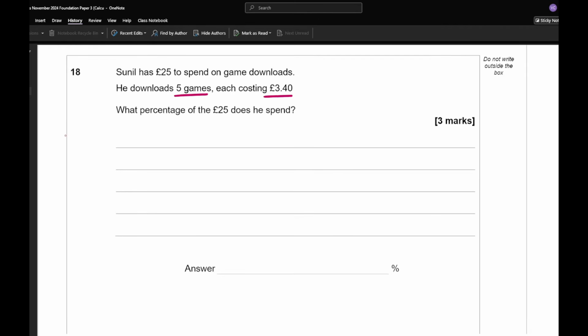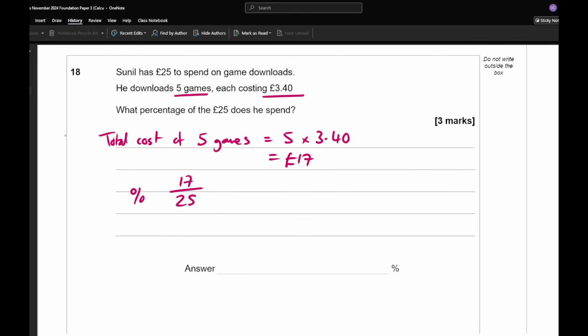So the first thing we need to do is work out the total cost of the 5 games. So total cost of 5 games is going to be 5 times £3.40, and typing that into my calculator gives me a total of £17. So then to work out the percentage, it's £17, which is how much is spent, over how much money there is altogether, £25, and I multiply that by 100, and typing that all into my calculator gives me an answer of 68%.